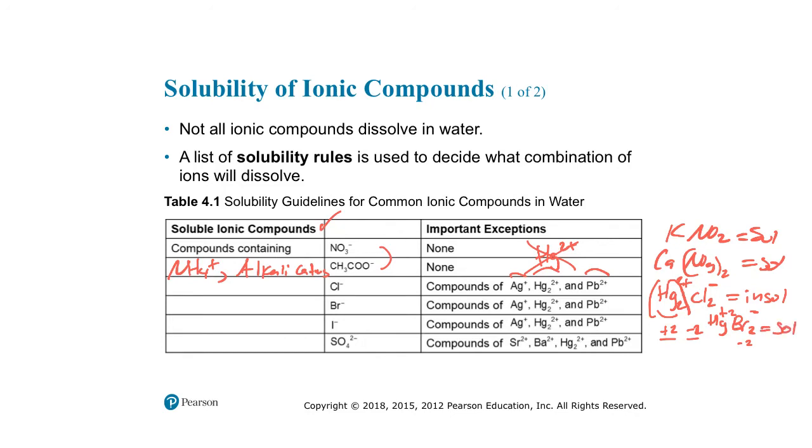So you can go through. There's 3 exceptions for each of these ions, so you're going to have a total of 9 insoluble compounds. So the mercury 2 compounds are completely water soluble, not one of the insoluble exceptions.